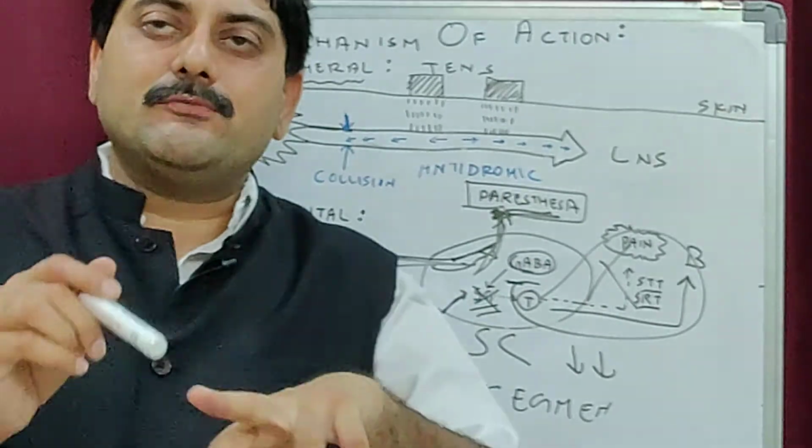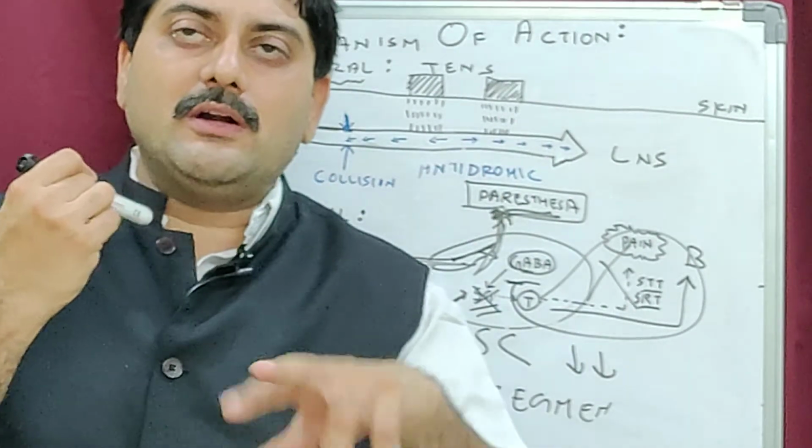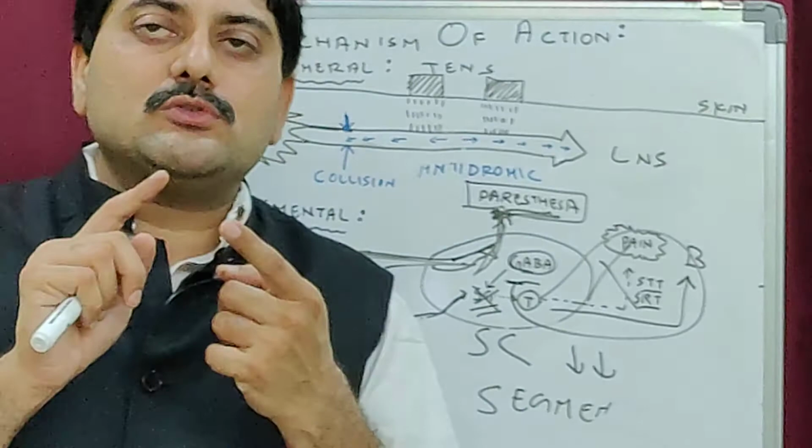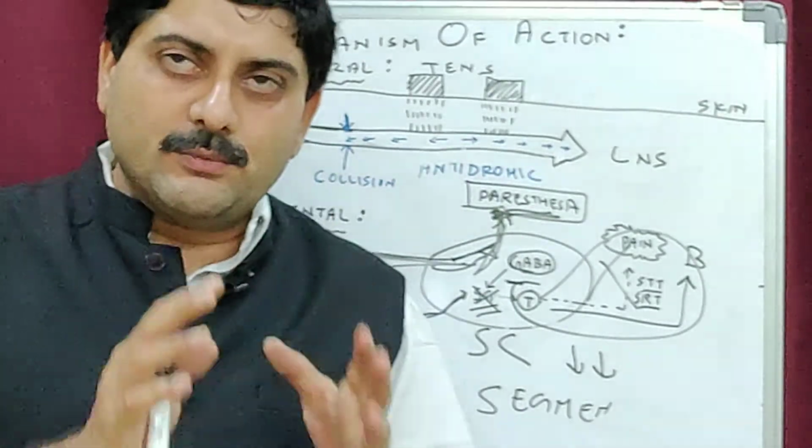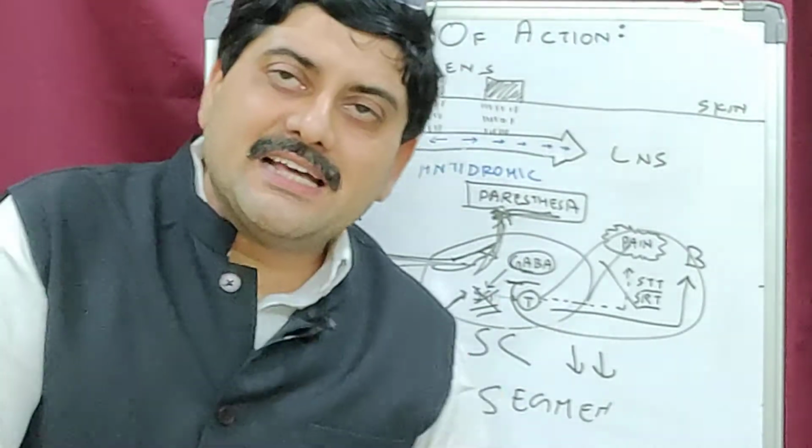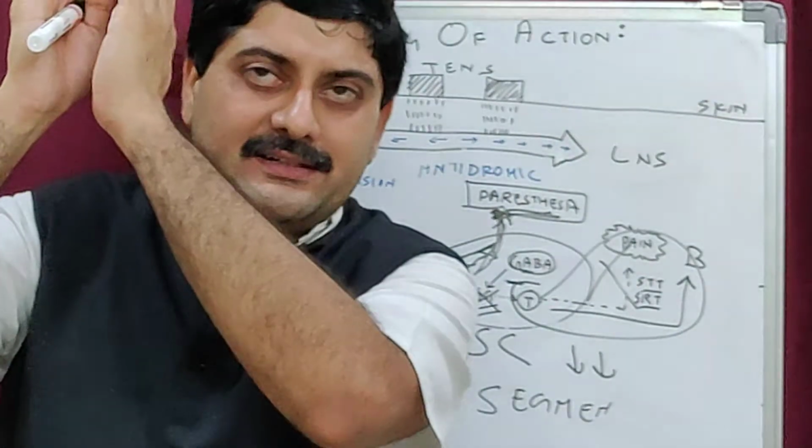The segmental mechanism: from here the pain is going to my spinal cord, right? And in my spinal cord it goes to the substantia gelatinosa, where it causes stimulation of the T cells, and the T cells thereby transfer the information to my higher centers, right?